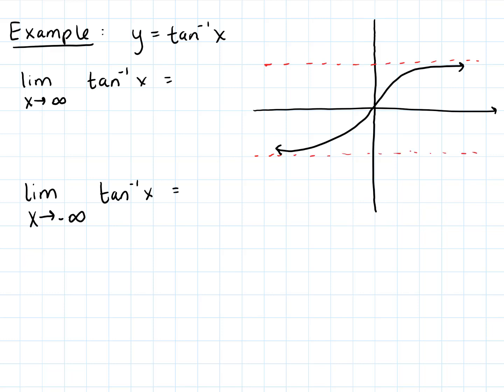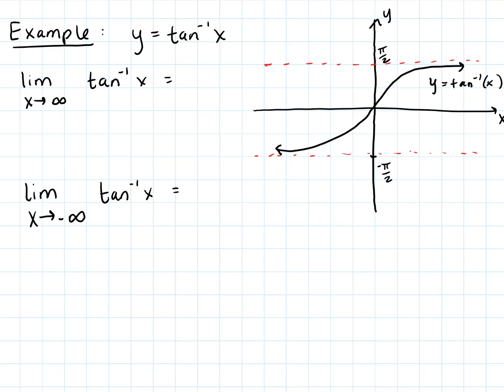It is a reflection over the line y equals x of the tangent curve, by properties of inverses. And since the tangent curve has vertical asymptotes at negative pi over 2 and at pi over 2, the inverse tangent curve is going to have horizontal asymptotes at pi over 2 and negative pi over 2. So this is the graph of the function, or the curve, inverse tangent of x. And so we have this graph.